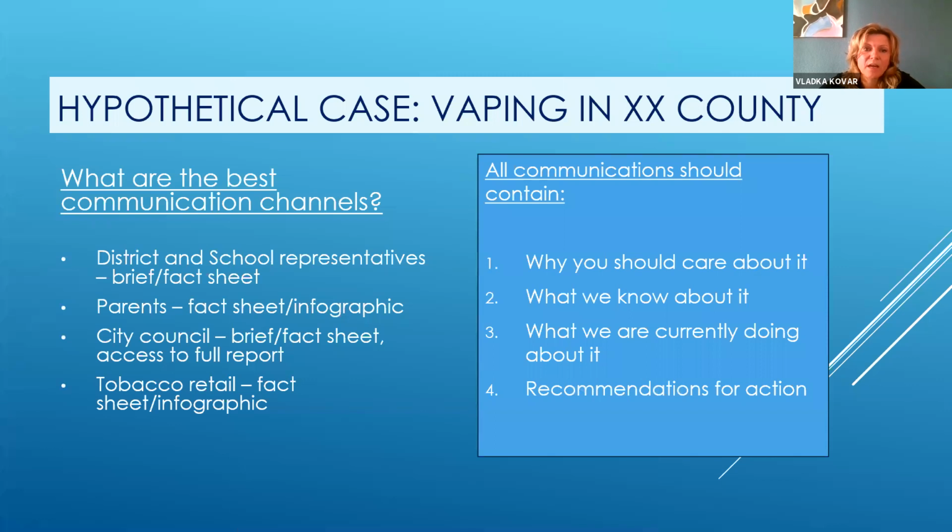So for this hypothetical case, what would be the best communication channels? For the district and school representatives, we thought that probably the brief would be the best. For parents, we could use some infographics or fact sheets. City council, on the other hand, might benefit from what I just mentioned, some brief on top of a longer report where they can find a little more detail if they need to. And for the tobacco retailers, they probably wouldn't be interested in the 25-pagers. So for them, again, some shorter version like an infographic would be the most appropriate.